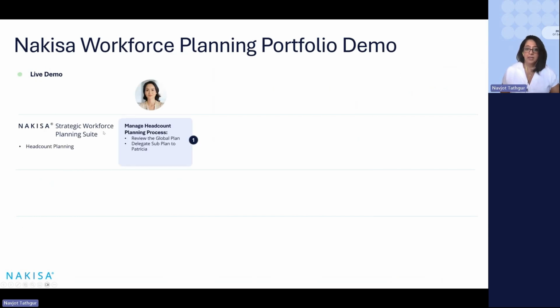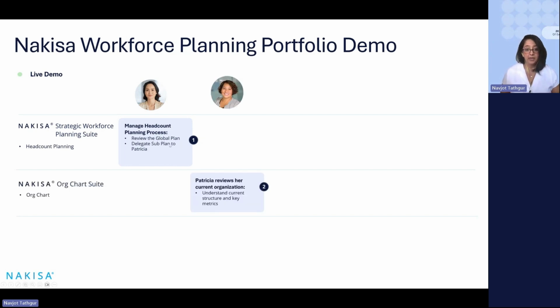I'm going to start by accessing the headcount planning application as Carla. She's the one that manages the headcount planning process for the overall R&D organization. So here she's going to be able to review the global plan that she's been assigned to. She's going to be able to see the set objectives. She's then going to take that plan and create a subplan, where she's going to assign that subplan to Patricia. She will then input some details in the plan, including what Patricia's objective, target headcount and budget are going to be. Once Carla does that, Patricia is going to get an email notification about the headcount plan.